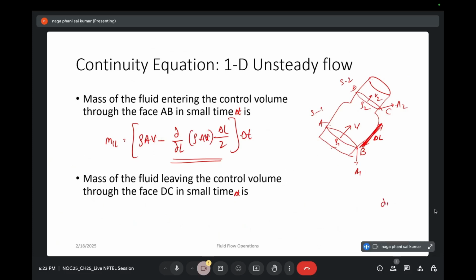So we'll be getting dou m by dou L, right? So instead of m, we are writing rho A into V, that is anyway mass, right? So now for mass of fluid exiting the control volume, it will be M_OL is equal to rho AV. So this time this extra mass is being added to this fluid, right? So that will be plus dou by dou L into rho AV into del L by 2 into delta T.